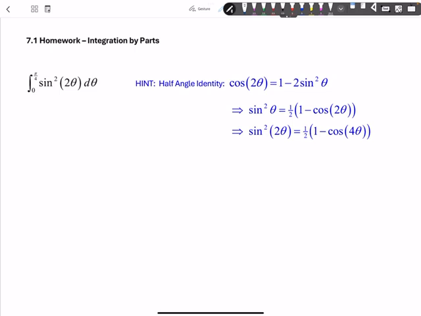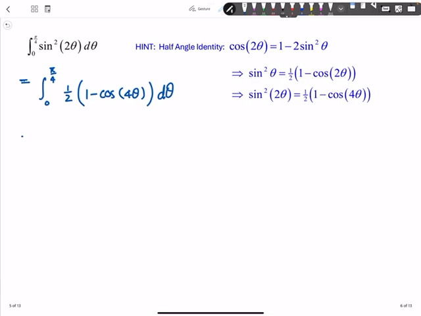But in my problem, however, I have a sine squared of 2 theta. So we can just double those angles. Sine squared of 2 theta is equal to 1/2 times quantity 1 minus cosine of 4 theta. So I will start this problem by just making that replacement. So this will be the integral from 0 to pi over 4, and this is going to be 1/2 times 1 minus cosine of 4 theta d theta. Again, if you wish, go ahead and factor out that 1/2 coefficient.